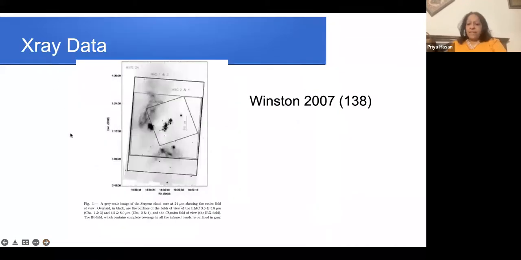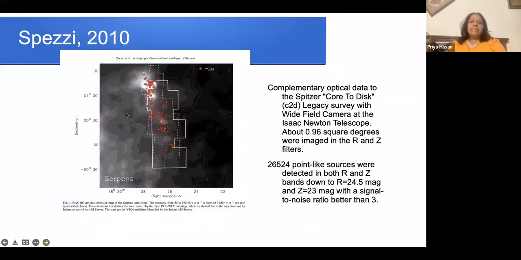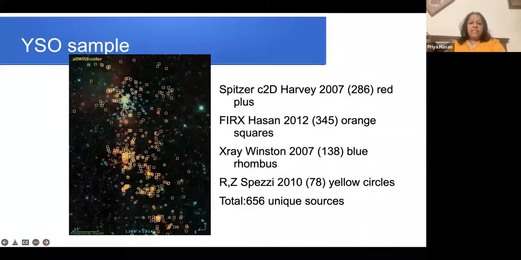We coupled this with X-ray data from Winston et al. in 2007, as well as SPECI data. SPECI data was to couple with C2D data, which was in the R and the Z bands. And we added all this data to get our YSO sample, which is plotted over here. We had a total of 656 unique sources.